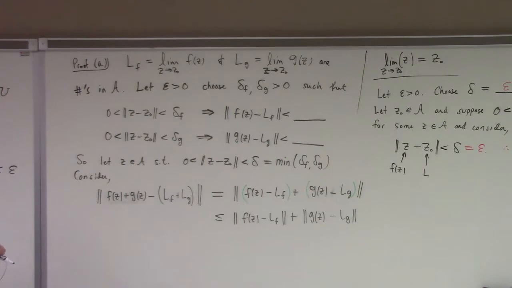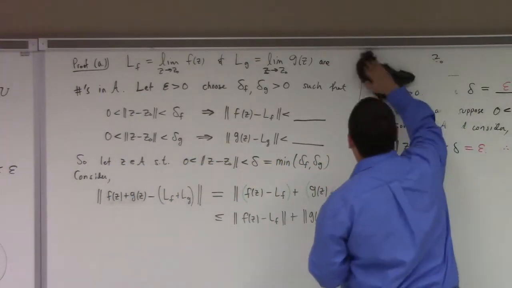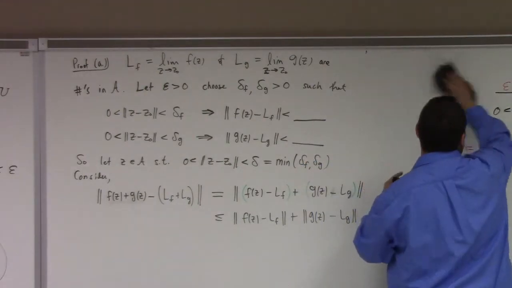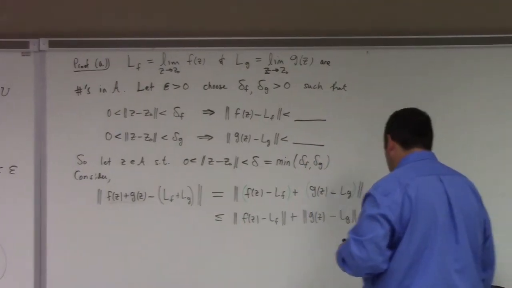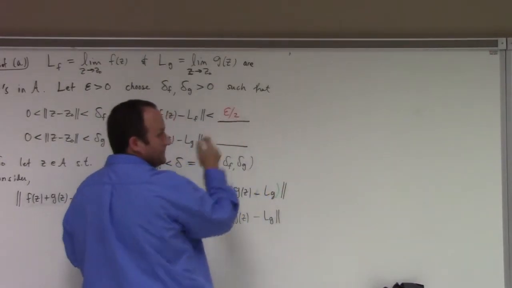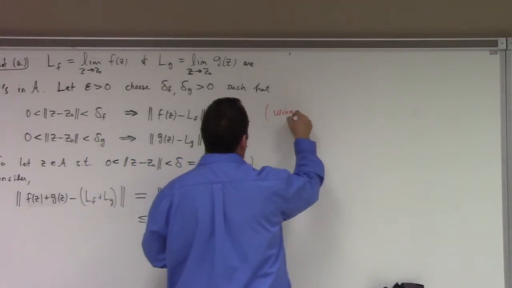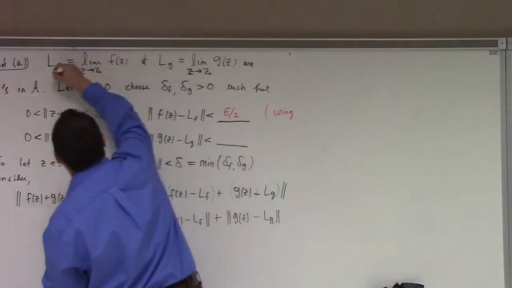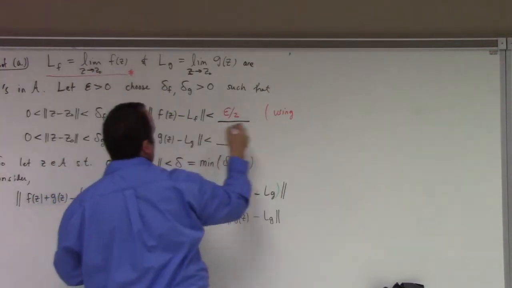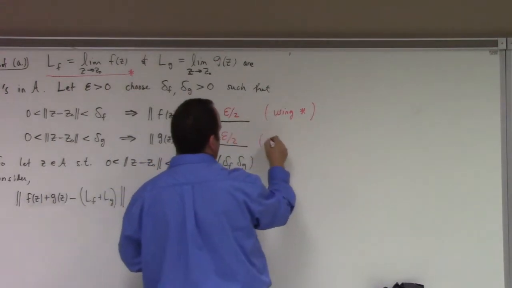So now you guys tell me, what should I fill in the blanks? What and why can I fill in those blanks? I'll put the y over here. Still got some room. I say we make this one epsilon over 2. And, using, let me give it a name, star. And I say we make this one epsilon over 2 using star star.